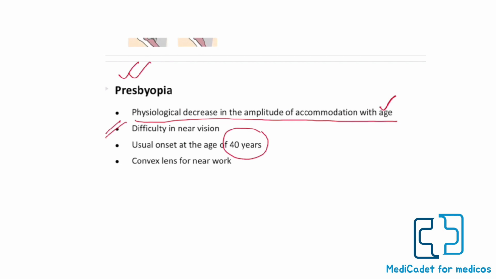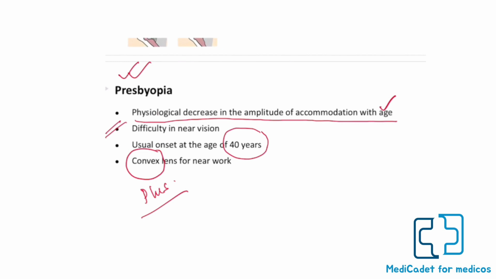But then what kind of glasses should we give? Should we give plus lenses or minus lenses? Obviously, we have to increase the power. If he's not able to accommodate himself, we have to give that plus or that increase in his glasses. So we have to give convex lenses or plus lenses for near work, that is the treatment for presbyopia. So presbyopia is a physiological decrease in the amplitude of accommodation that happens with age, and the treatment for this is convex lenses or plus lenses for near work.